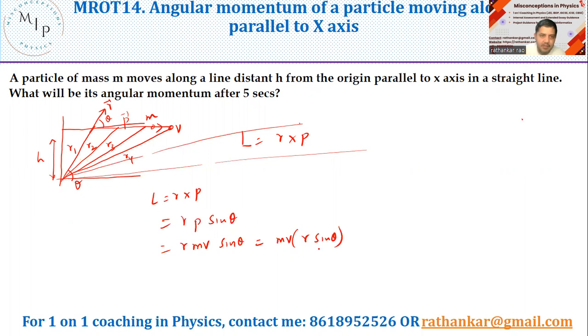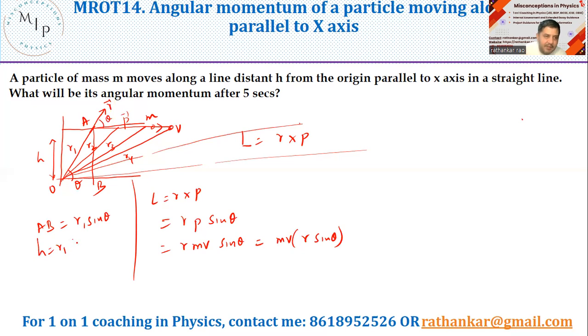Okay. So therefore, now what is r sine theta? Let us take up one of these lines. I'll take r1 here, and drop a perpendicular here. When I drop the perpendicular, this triangle, this is O, this is A, this is B. Okay. Now, what is AB? AB is equal to R1 sine theta. Am I right? AB is equal to R1 sine theta. What is AB here? AB is nothing but H.